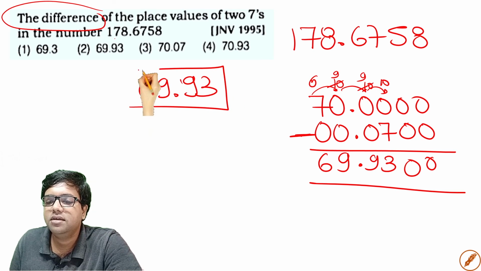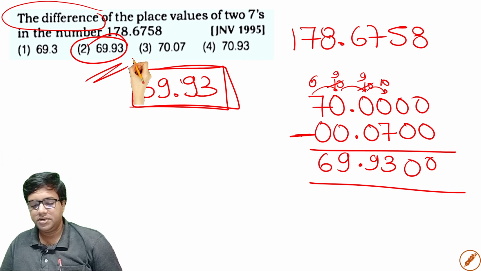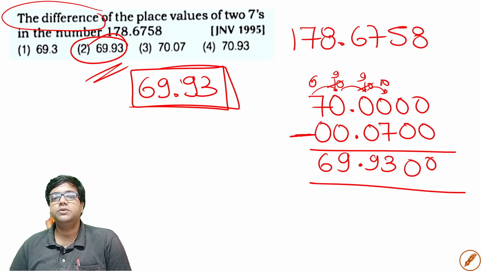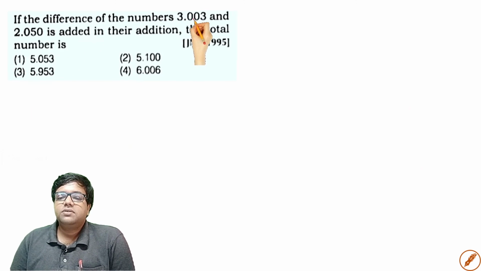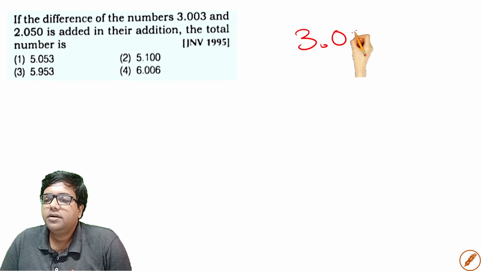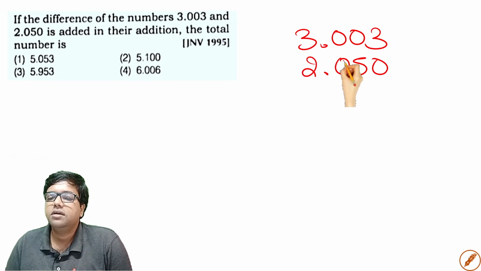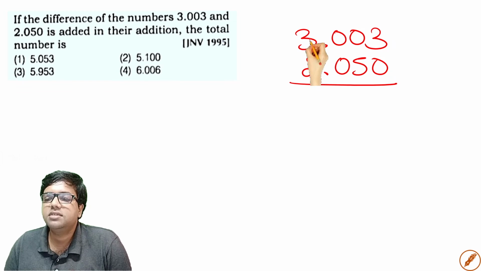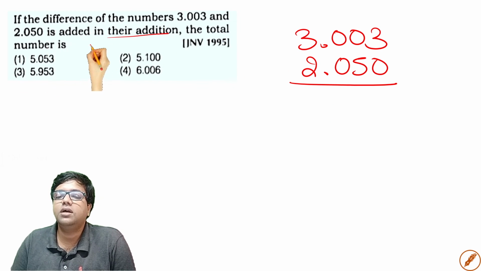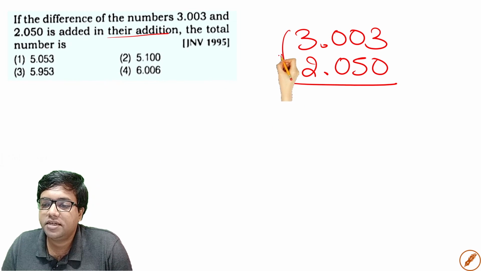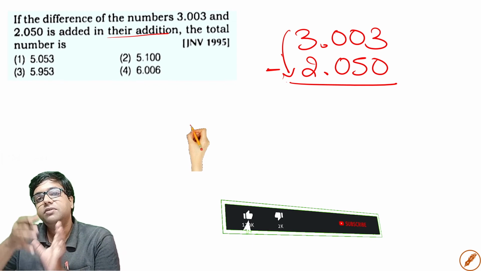69.93 is the right answer for this question, available in option number 3. Option number 3. Therefore, sorry, option number 2. Therefore, option 2 is the right answer. If the difference of the numbers 3.003 and 2.050 is added to their addition, then the total number is... You need to first take the difference. Okay, you need to take the difference, then you need to add that difference to the addition part.